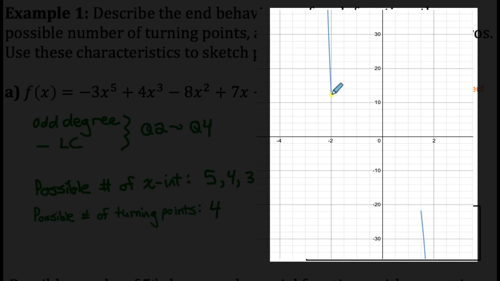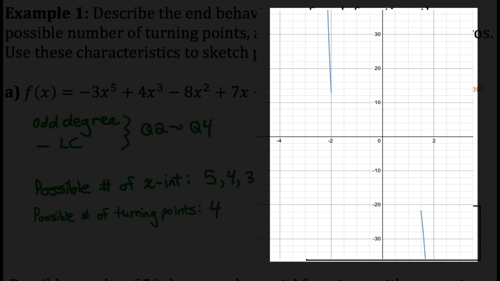Well, let's think. At most it could have 4 turning points. It could turn once, twice, 3 times, 4 times. That's the most number of turning points it could have. Could it have 3? Can I turn 3 times and have this end behavior? Let me turn once, twice, 3 times. Oh, now I'm going the wrong way. There's no way with the function going in this direction it can finish down here. So it can't have 3 turning points.